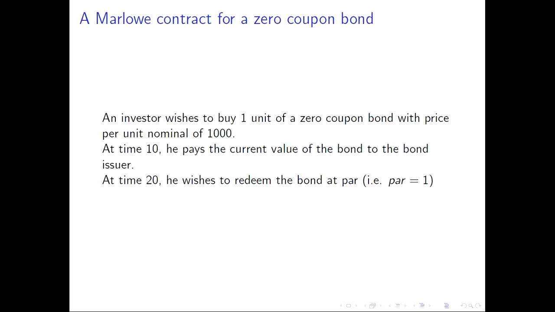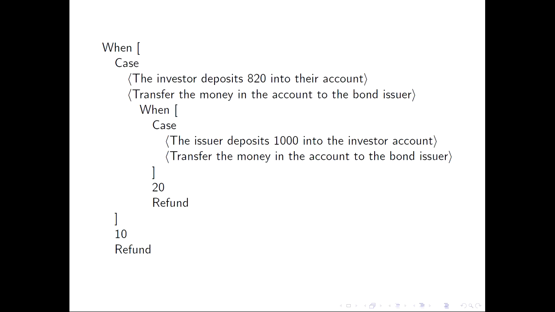So, now let's look at writing a contract for such a bond. In our contract, the investor wishes to buy 1 unit of a zero coupon bond with price per unit nominal of 1,000. At time 10, he commits the current value of the bond to the bond issuer, and at time 20, he wishes to redeem the bond at par. So, now, this is what his contract will look like.